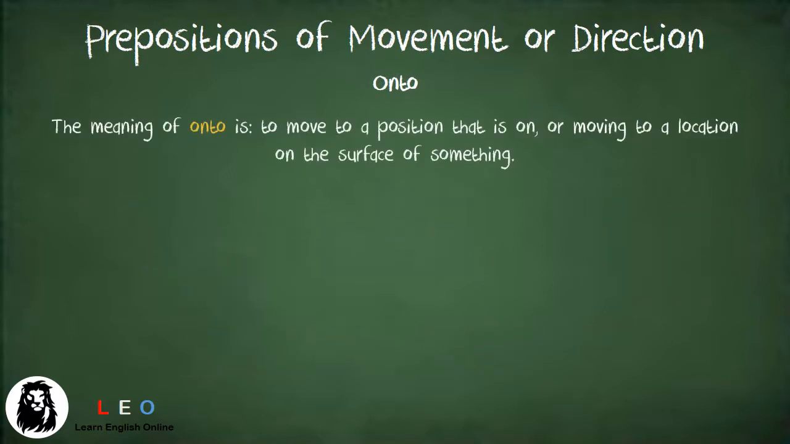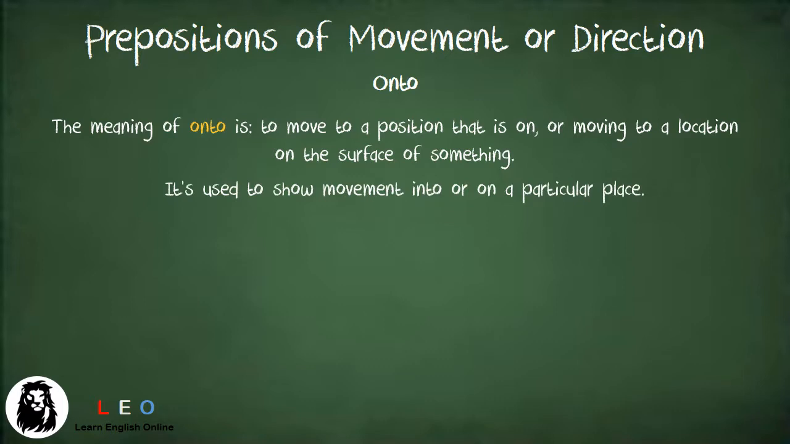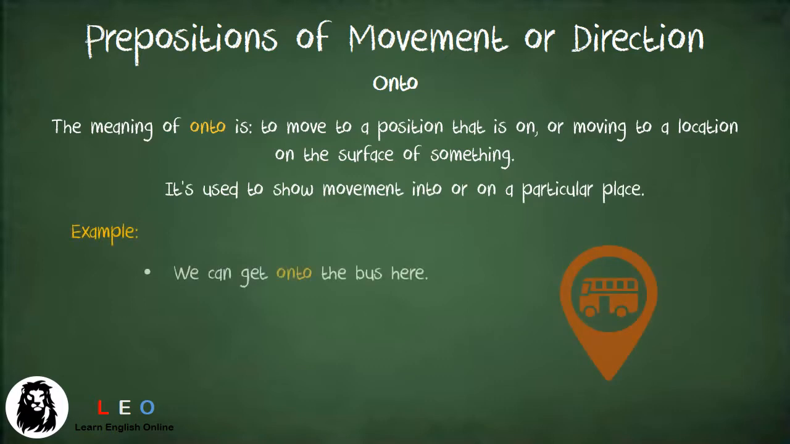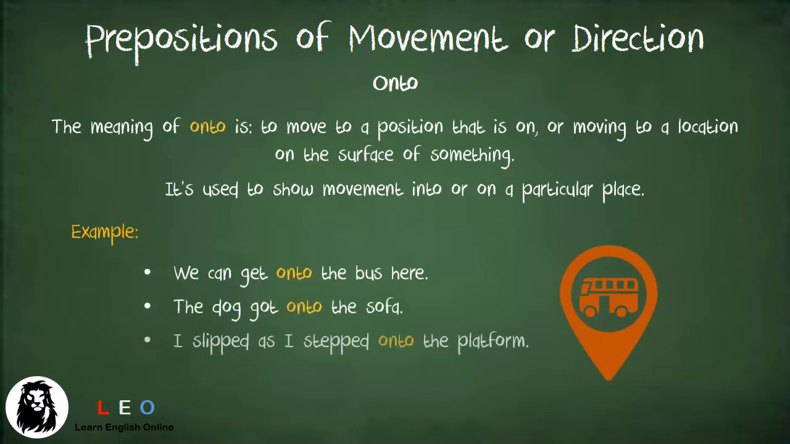Onto. The meaning of onto is to move to a position that is on, or moving to a location on the surface of something. It's used to show movement into or on a particular place. For example, we can get onto the bus here. The dog got onto the sofa. I slipped as I stepped onto the platform. The sheep were loaded onto trucks.